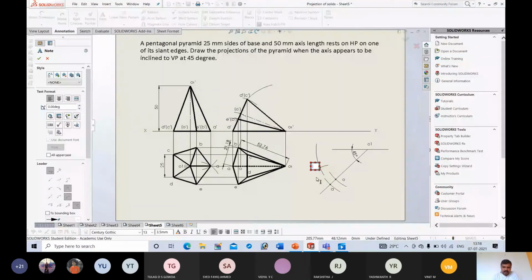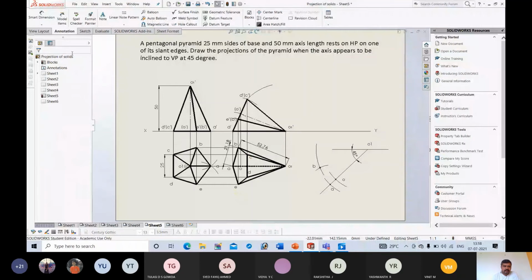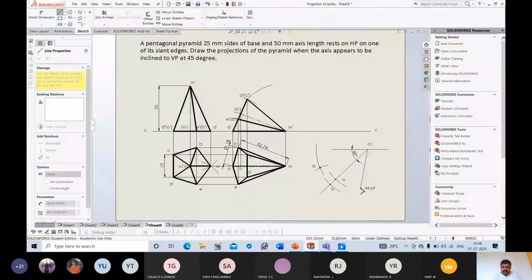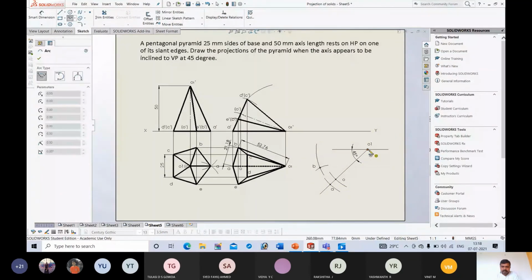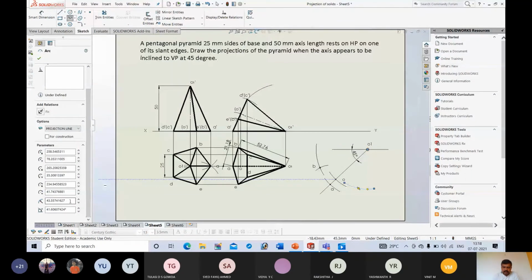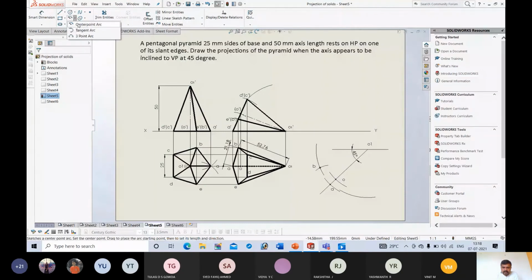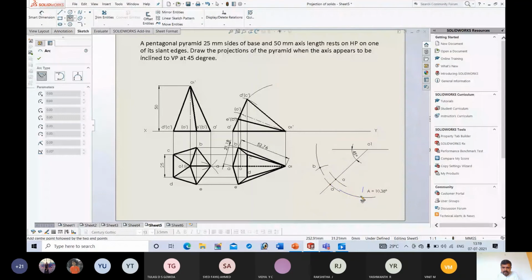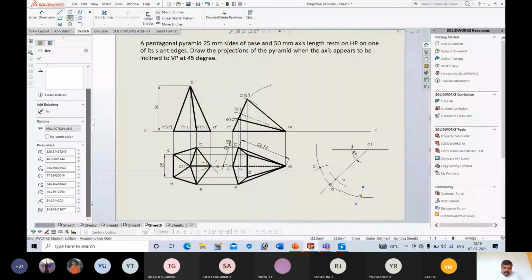Similarly, I can get point E. The radial distances O1B and O1E are both the same. So from O1 I will draw an arc with radial distance 52.76. Next, with A as center, the radial distances AB and AE are both the same, so 21.18 is the radius. I will draw one more arc. So this is point E.